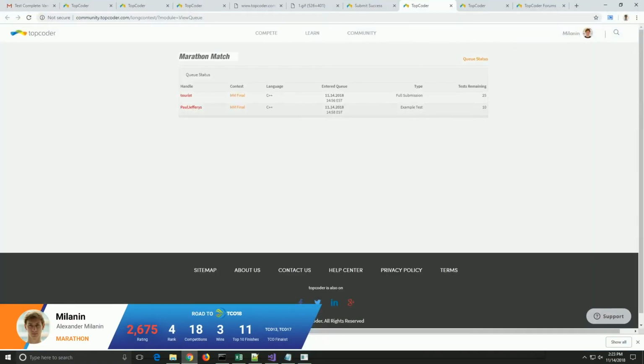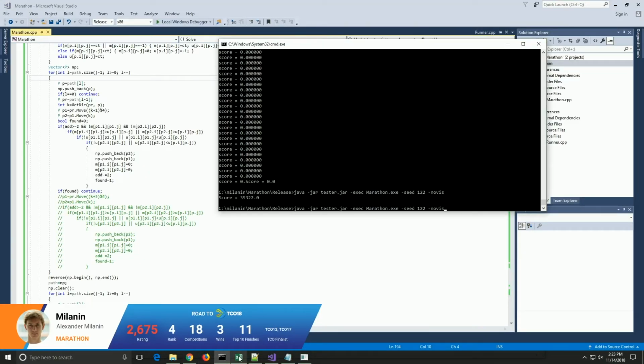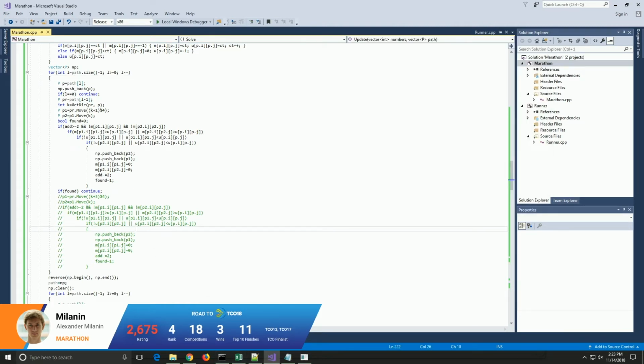Milanin? Milanin currently sitting in third. Boy, when I see a lot of things that say score 0, that usually is not a good sign. It's because he commented all his code out. Well, that could be it too. Let's see, he's ranked number 4.